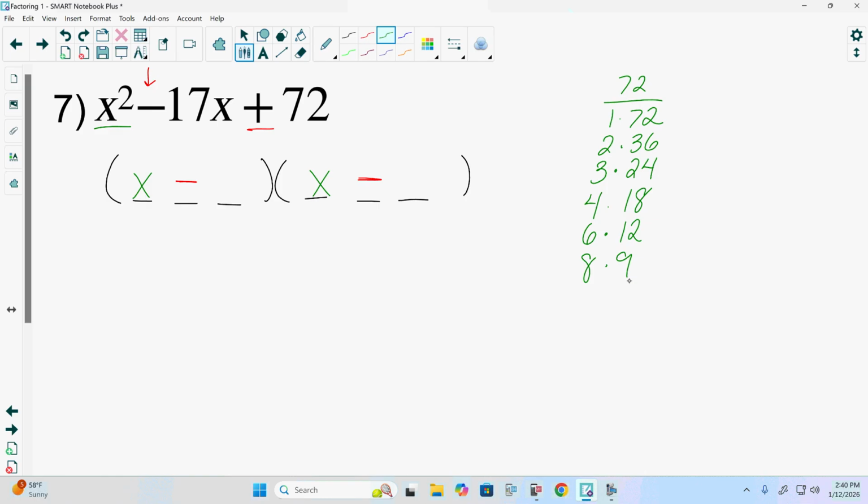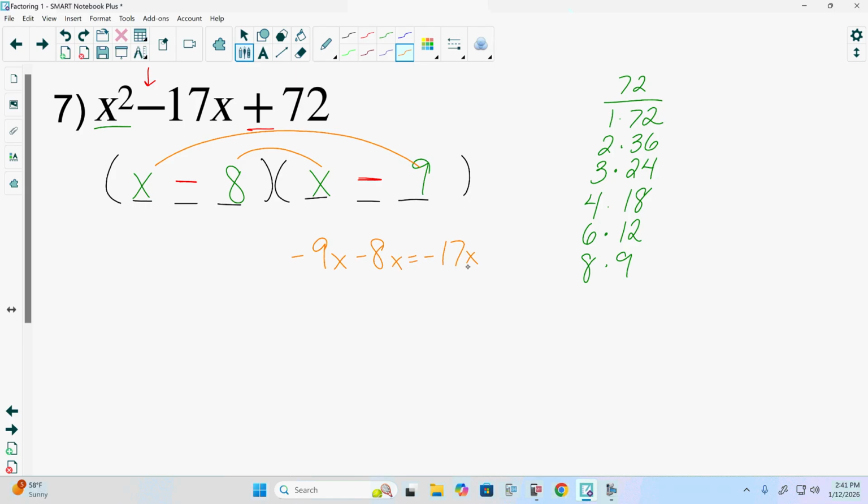Which set of factors of 72 do we want to try first? 8 and 9? You don't want to try 1 and 72? No. x times negative 9 is negative 9x. Negative 8 times x is going to be negative 8x.